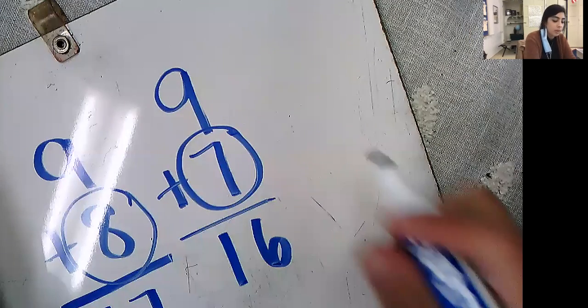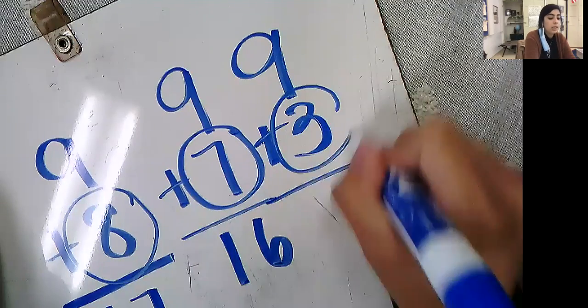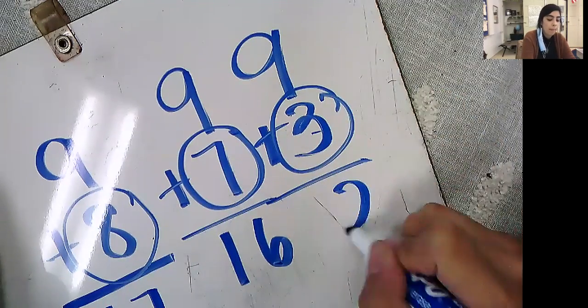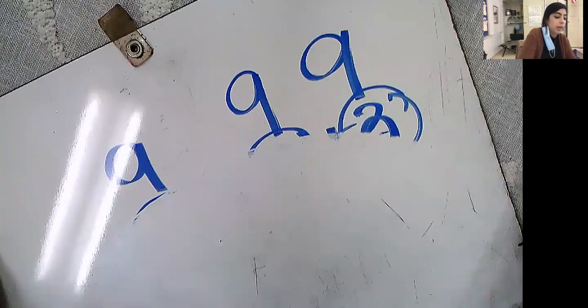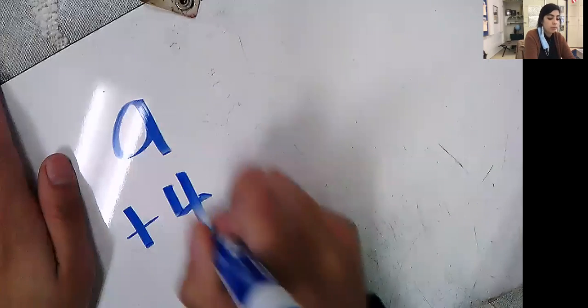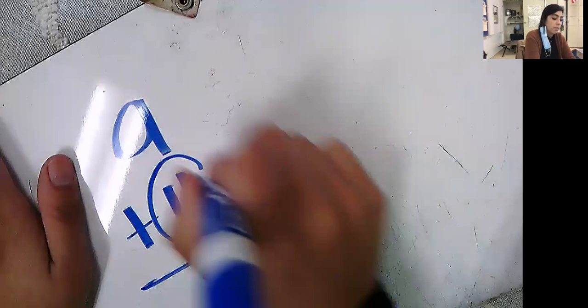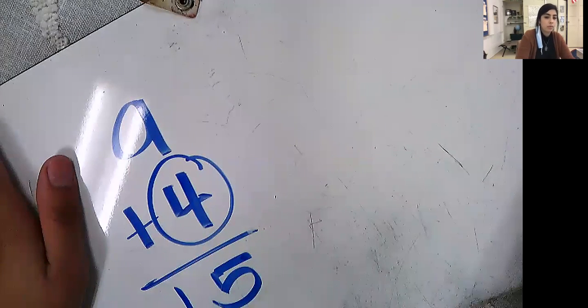What about 9 plus 3? 1 less than the number, 2 and a 1. Do you see that? Let's try it again. 9 plus 4. 1 less than the number, 3 and a 1. Okay, so it also works.